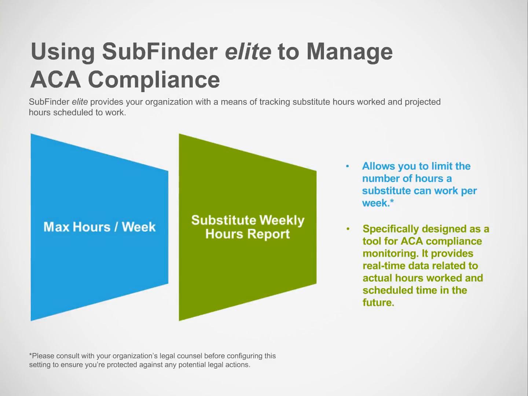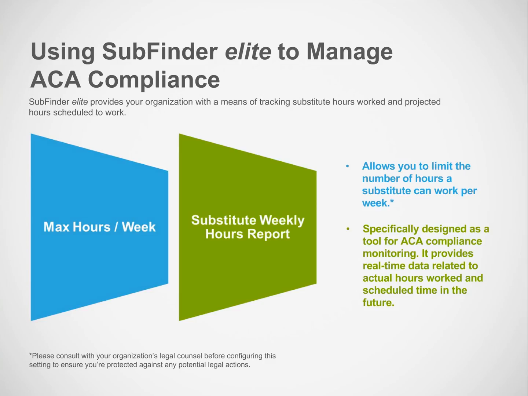So how can SubFinder Elite help you manage ACA compliance? There are two ways that we can help. In SubFinder Elite, you have the ability to limit the number of hours that a substitute is allowed to work during each week. Any substitute who has reached the limit will be unable to accept and view additional jobs, ensuring that no substitute ever works over your defined weekly hours limit.